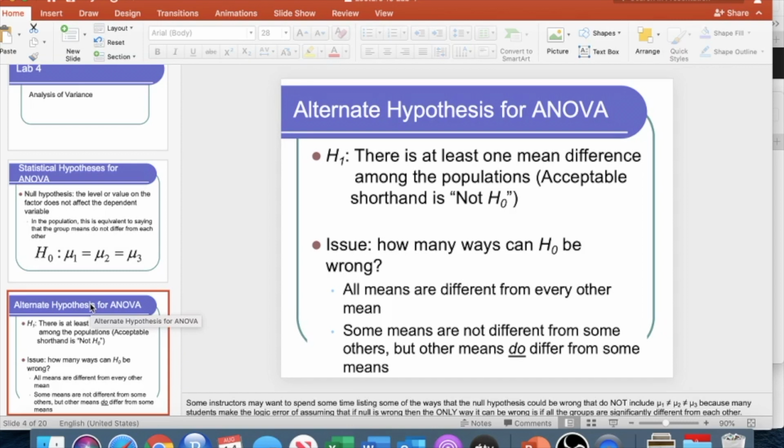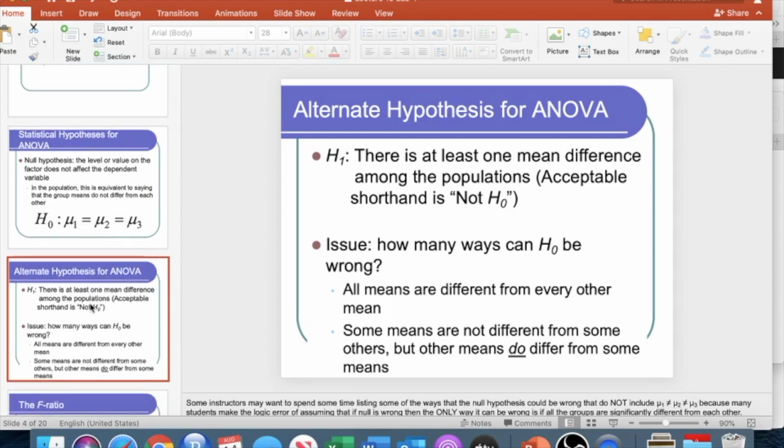And what I want to emphasize here is that it could be any of the means. So mean 1 could be significantly different from 2, but 2 and 3 are equal. Mean 3 can be significantly different from 1, but means 2 and 1 are equal. There's all these different ways that a mean could be different. And when I say at least one of the means, that doesn't mean all of the means are different. It just means that at least one of them is significantly different.